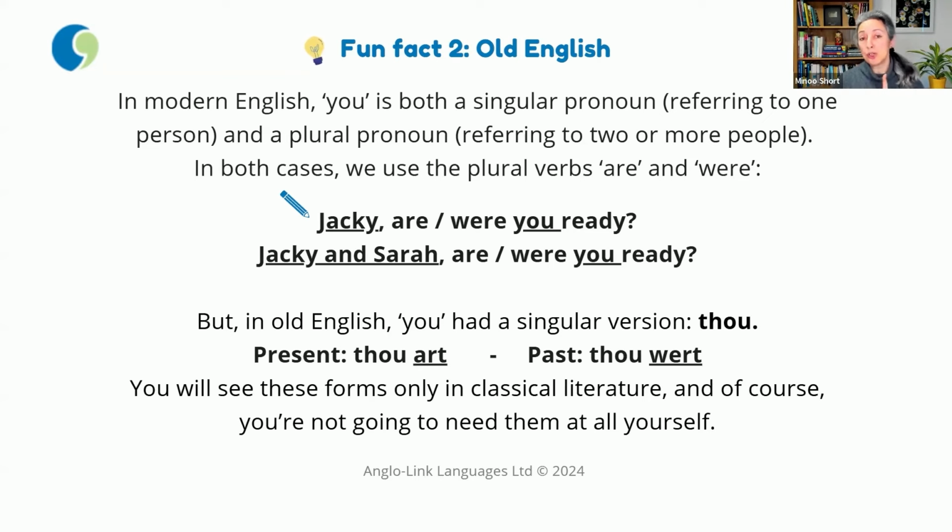But in Old English, you did have a singular version, which was thou, and it would conjugate in the present, thou art, and in the past, thou wert. So if you listen to, well, a Shakespeare play, watch a Shakespeare play, you will hear these words. So you will only see them in classical literature. And of course, you're not going to need them at all yourself, unless you want to sound like Shakespeare.